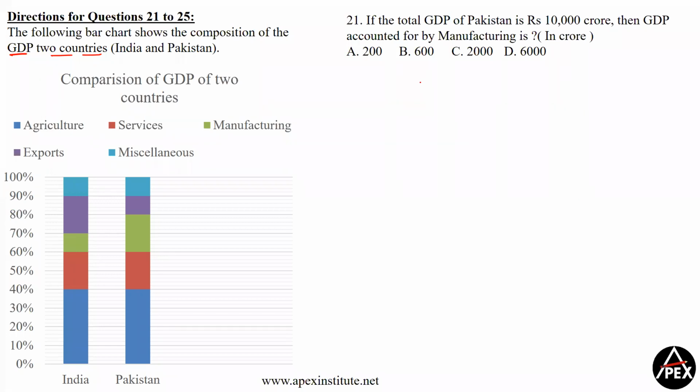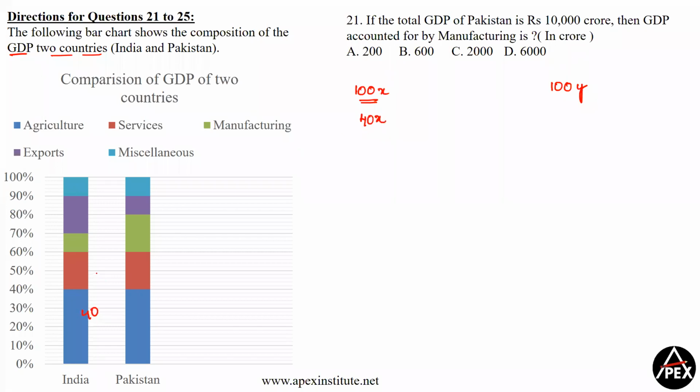Okay, so now we have GDPs of two countries, India and Pakistan. So let me consider the total GDP of India as 100x and Pakistan as 100y. Now out of this 100x, how much is spent on agriculture in India? 40x. 40%. Yes, 40x is spent on agriculture. So this is 40x.